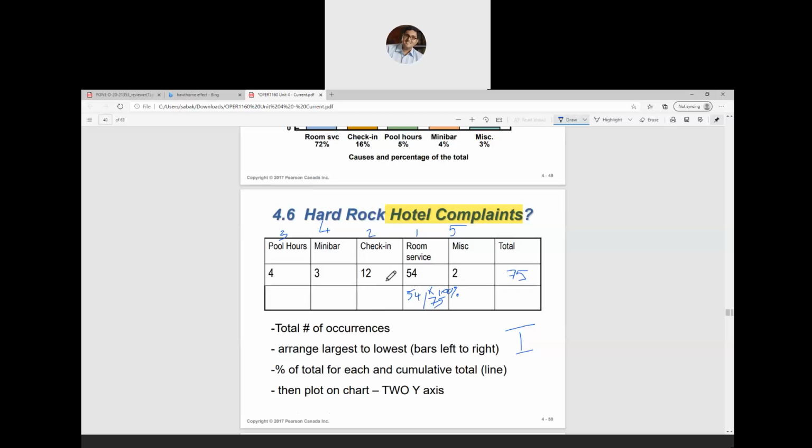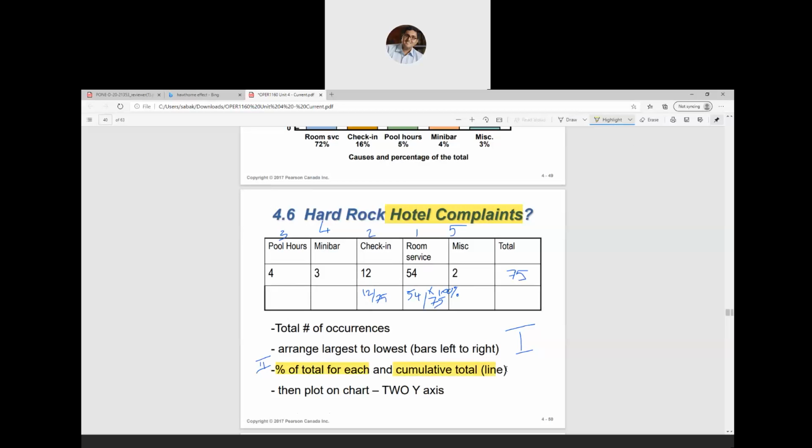So likewise, I find the percentage contribution of each item. So for example, for check-in, I need to find 12 divided by 75 into 100 percentage and so on. For minibar, it is 3 divided by 75. Pool hours is 4 divided by 75. So this is the second step. We first find out the percentage contribution of each of these items.